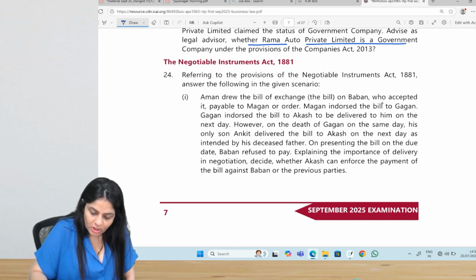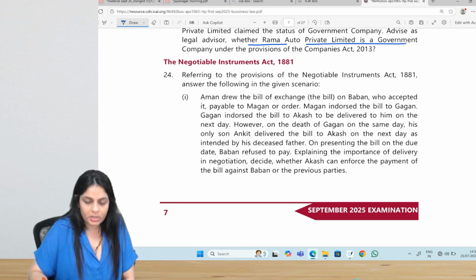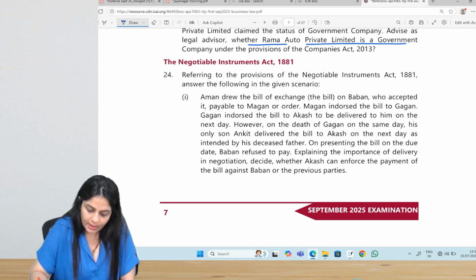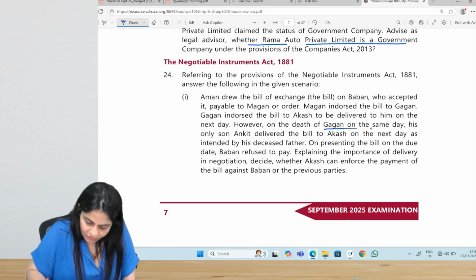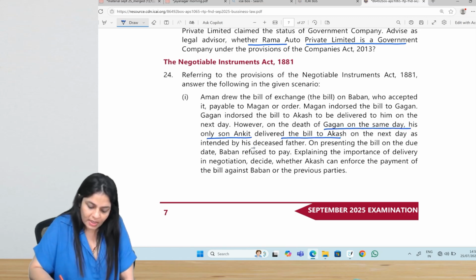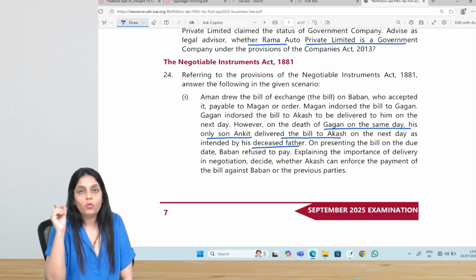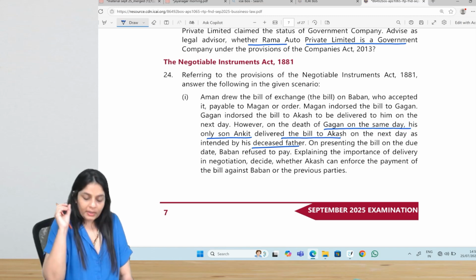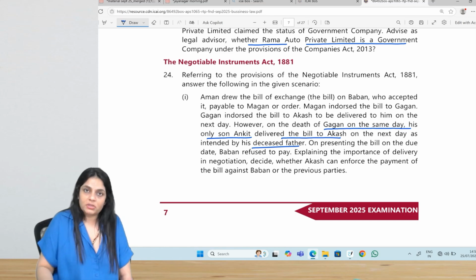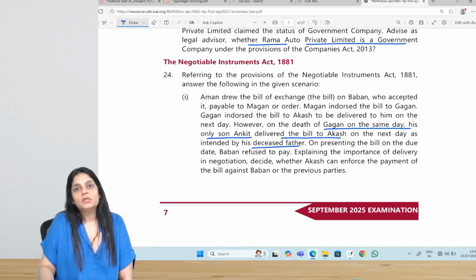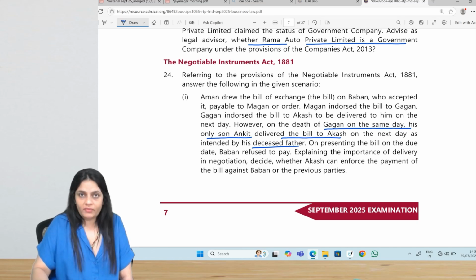Aman drew the bill of exchange on Baban, who accepted it payable to Magan or order. Magan endorsed the bill to Gagan. Gagan endorsed the bill to Akash to be delivered to him on the next day. However, on the death of Gagan on the same day, his only son Ankit delivered the bill to Akash on the next day. Is it a valid delivery? Endorsement is valid only when it is completed by delivery. Delivery has to be done only by the endorser. The legal heirs of the endorser cannot deliver the instrument on the death of the endorser, and such a delivery is not valid.